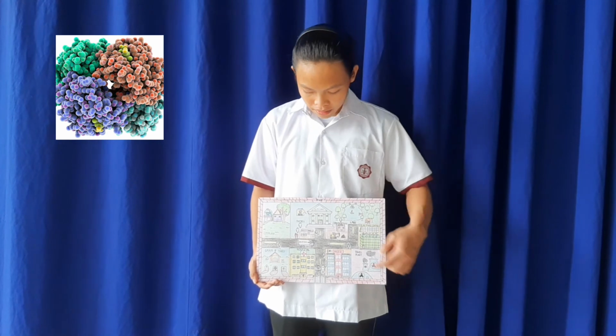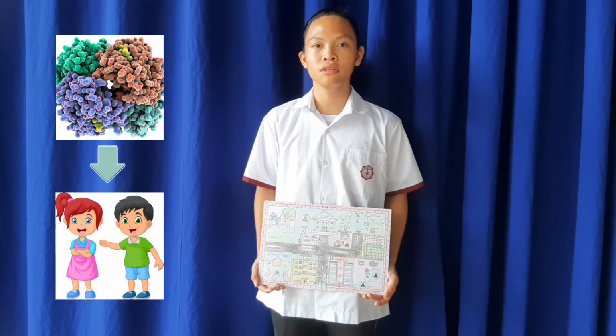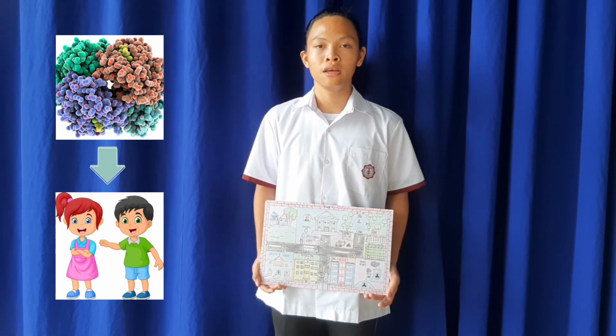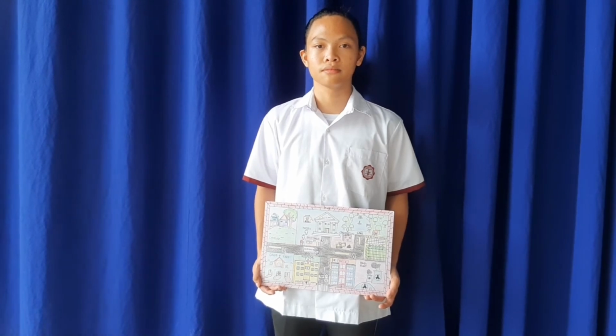And lastly, the protein. Proteins are represented by the human because humans do the most activity inside the city, in the same way as proteins do most of the activity inside the cell.